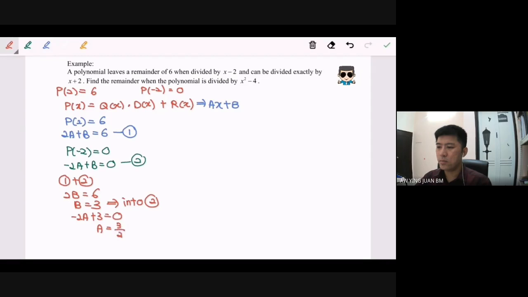So the question asks us to find the remainder. As we all know, the remainder is equal to ax plus b. By substituting the values of a and b into the remainder, we will have R(x) equals 3 over 2 x plus 3, when the polynomial is divided by x squared minus 4.